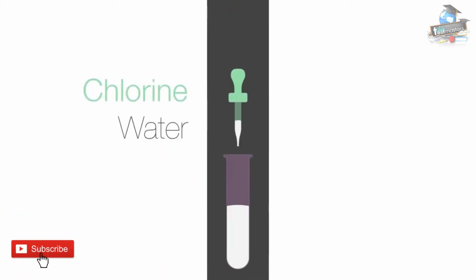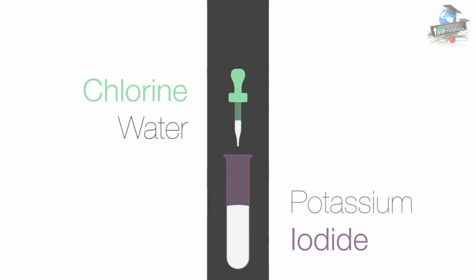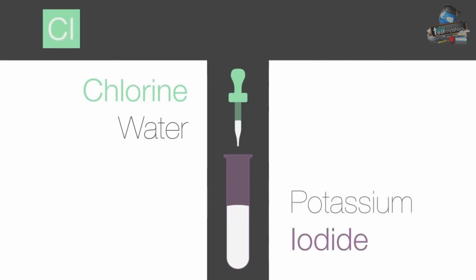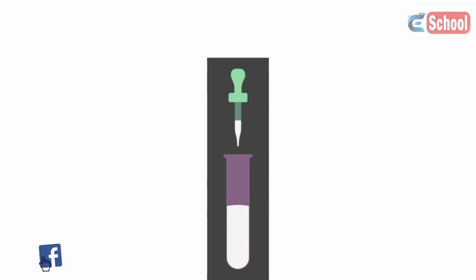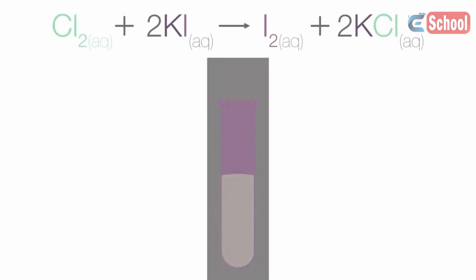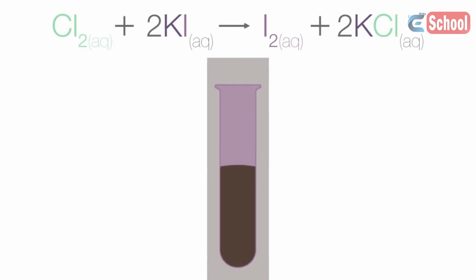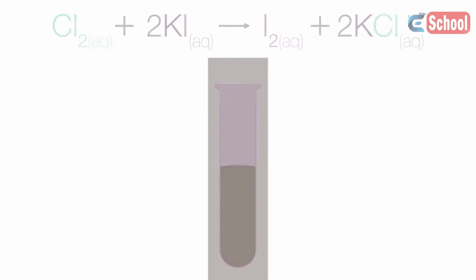A similar observation occurs when chlorine water is added to an aqueous solution of potassium iodide. Since chlorine is more reactive than iodine, a displacement reaction will occur to liberate iodine according to the reaction below. A dark brown solution is produced due to the presence of iodine.